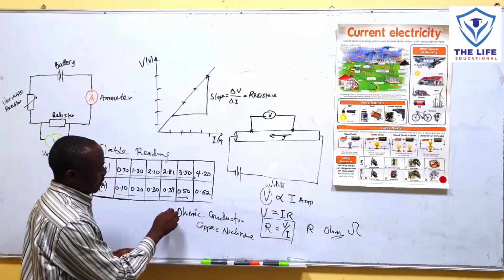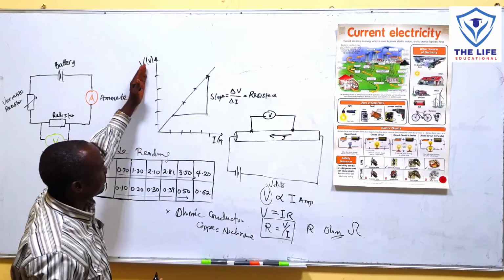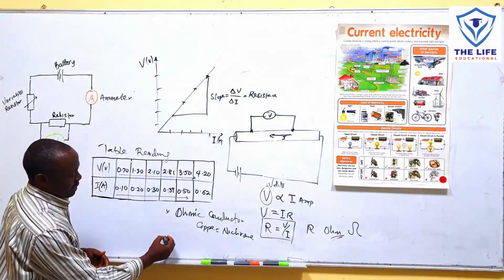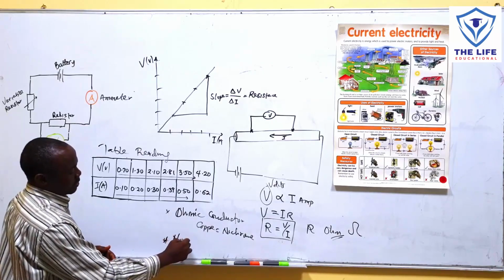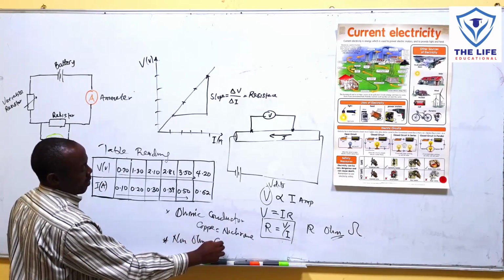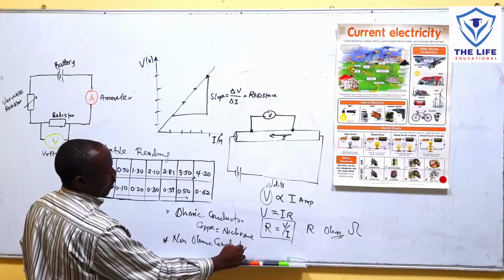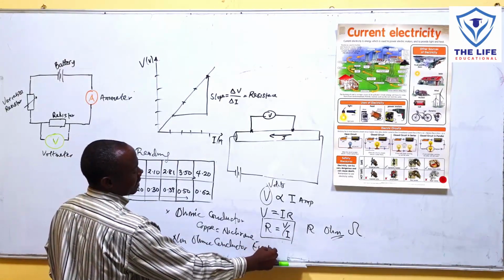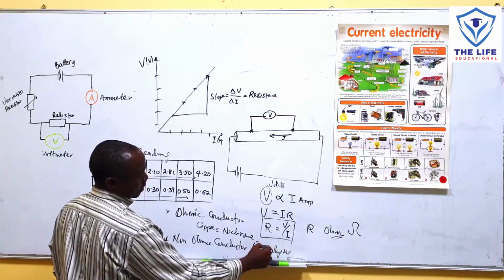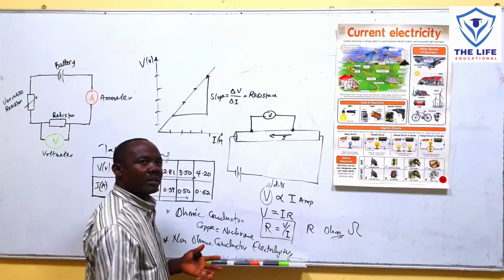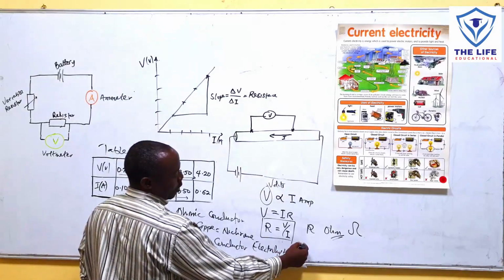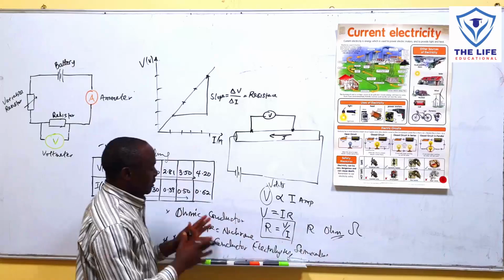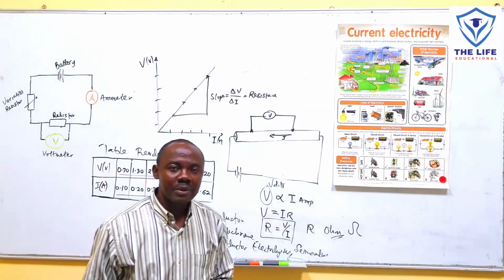The second type, those for which, when you have the current and voltage plotted, the graph will not be a straight line. Such material is referred to as a non-ohmic conductor. Okay, they are called non-ohmic conductors. Examples of such are electrolytes, acids and the like. Another example could also be semiconductors. So these two categories of materials are also important, and we need to understand that they exist.